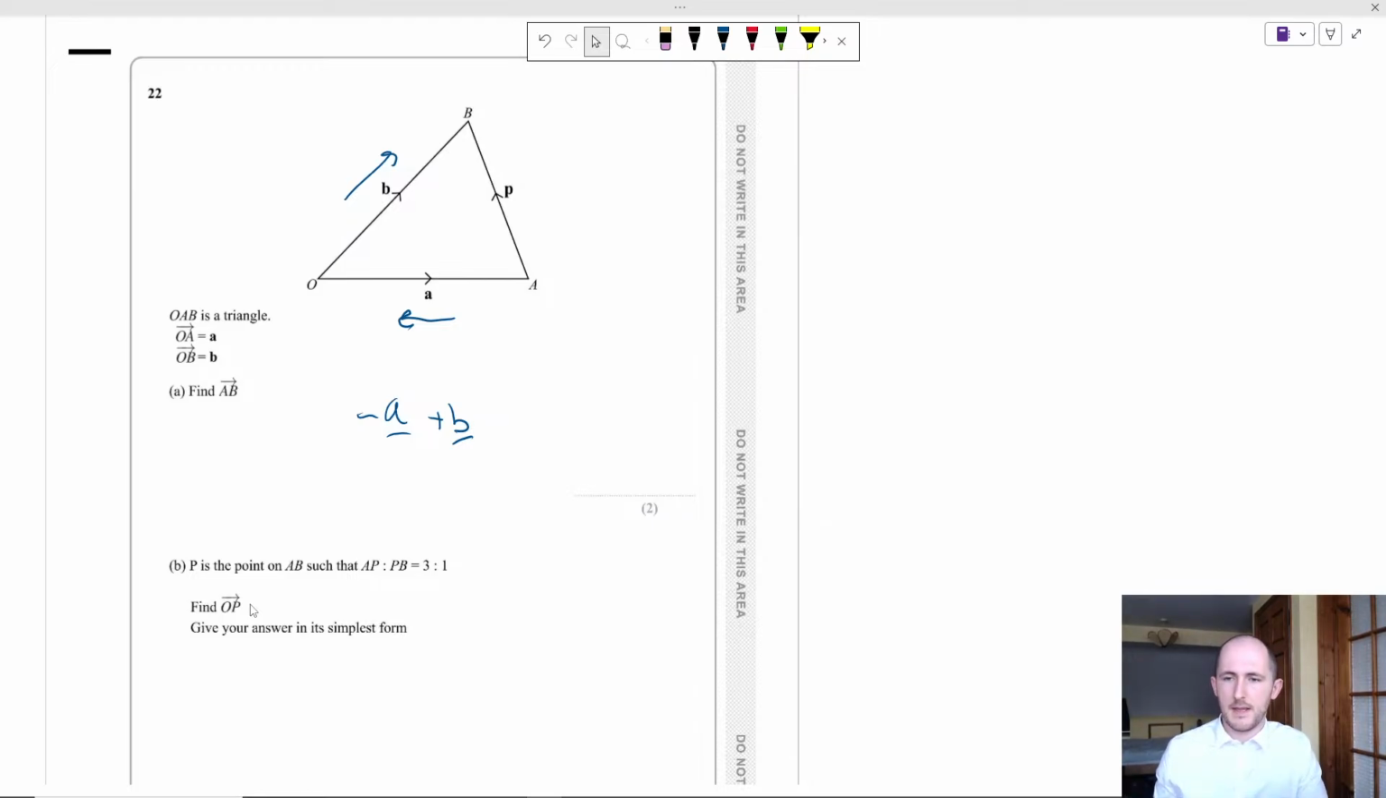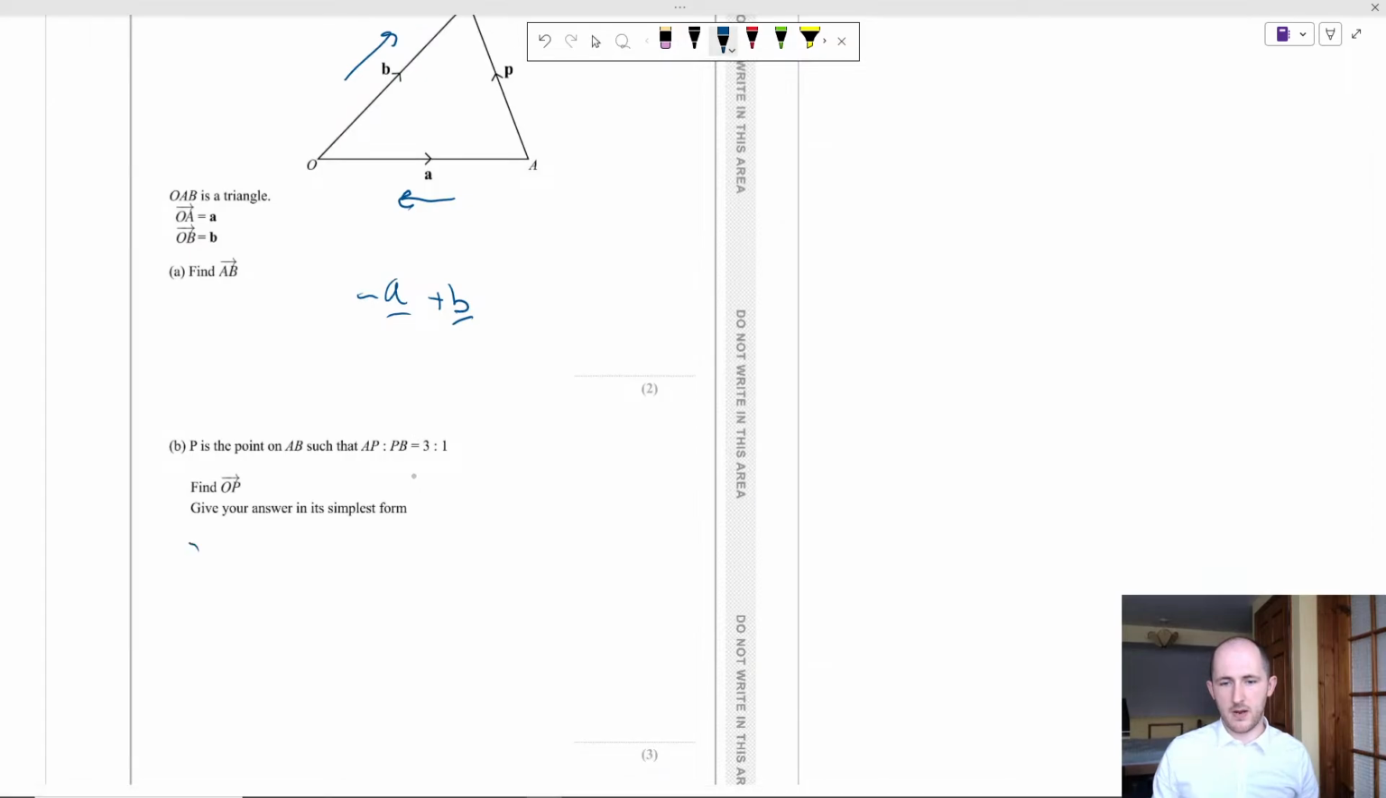Okay. So if we want to go from O to P, there are two different ways we can go. We can either go from O to B and then B to P, or we can go from O to A and A to P. Both ways will give you the exact same answer. So we're going to go from O to A, so OP is equal to O to A plus A to P.